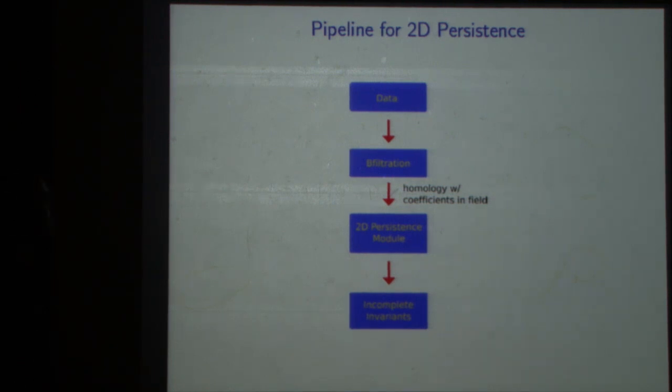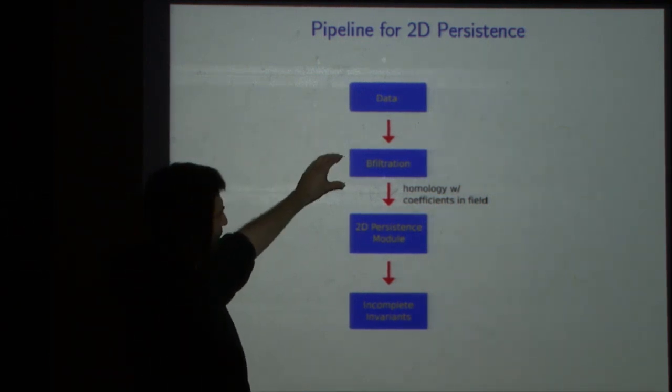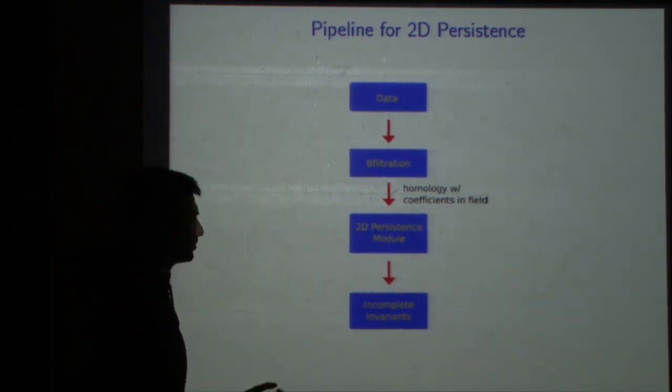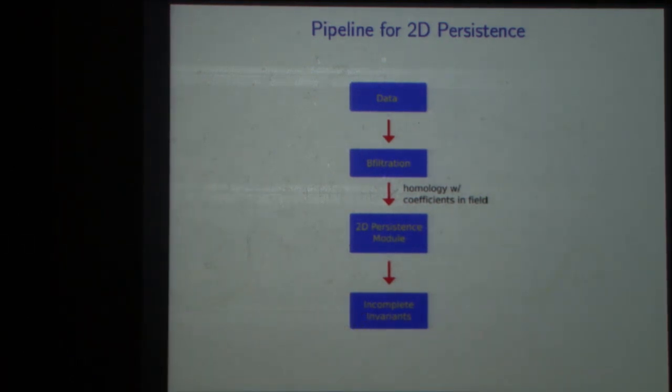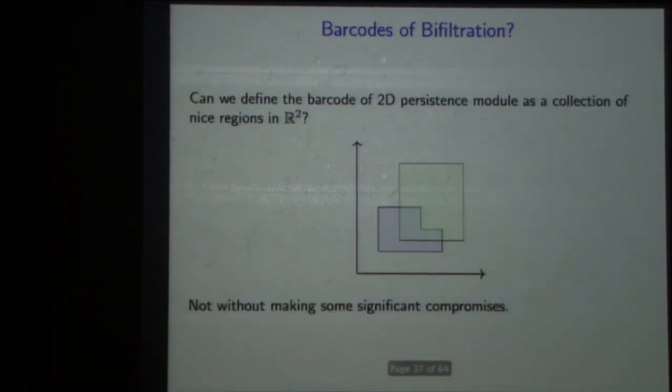So good. All right, so now we're on to the fun part. We know how to go from data to a bifiltration. Homology gives us the 2D persistence module. And now we want to talk about this problem of defining the 2D barcode. What can and can't be done, and what do we do?